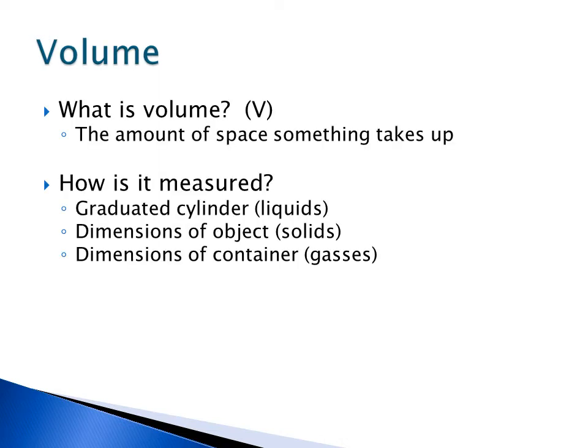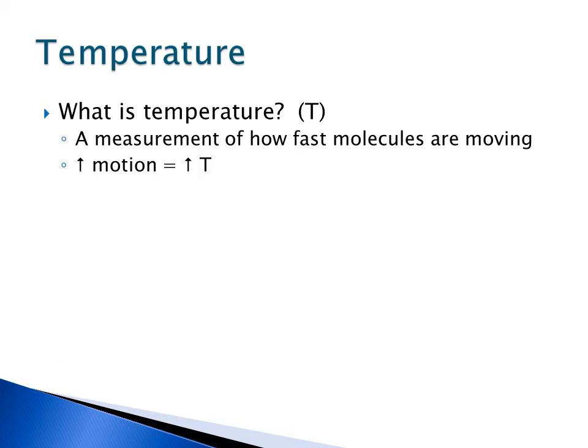Volume is the amount of space that something takes up, and we abbreviate that with a capital V. We measure that in the liquid form using a graduated cylinder. For solids, we measure volume by taking the dimensions of an object and multiplying them. For gases, we can do the same thing. We take dimensions of a container to see how much space those gases are taking up. Units we use for volume are liters or milliliters.